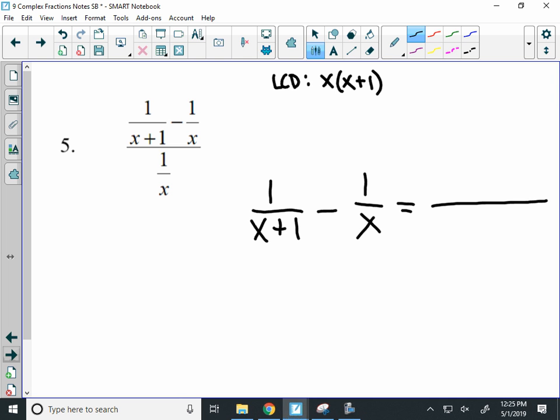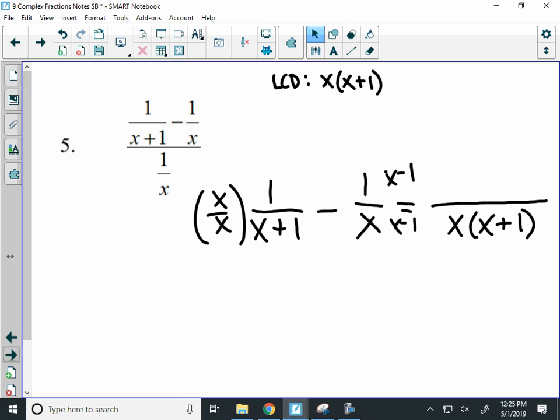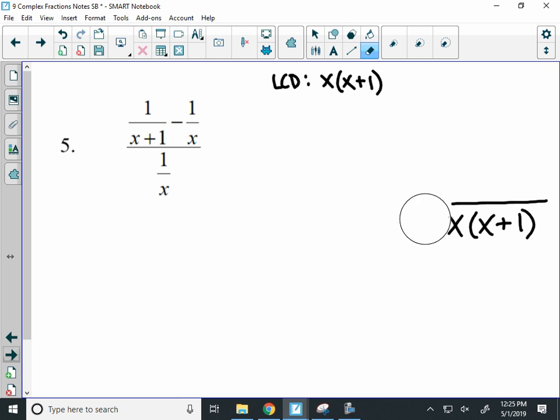It would be x, this is what we did the last couple of days, it would just be x times x plus 1, right? Because you'd have to multiply this by x over x, and this by x minus 1 over x minus 1, right? Does that make sense? You're doing the same thing, you're just looking at all of the denominators at one time. No? Yes? You're overthinking it, I'm telling you. You're finding the least common denominator.